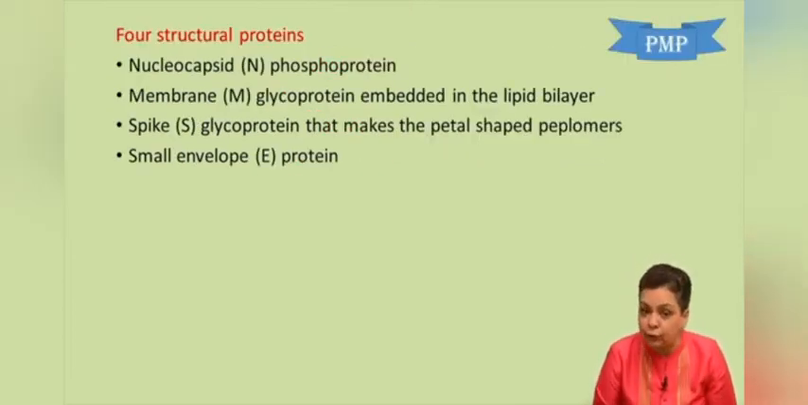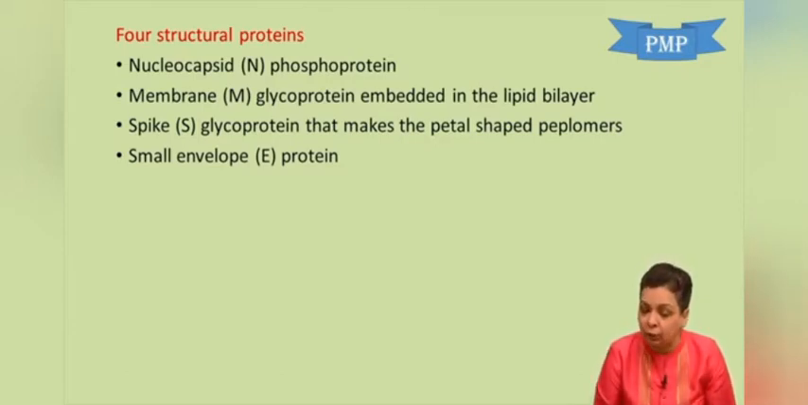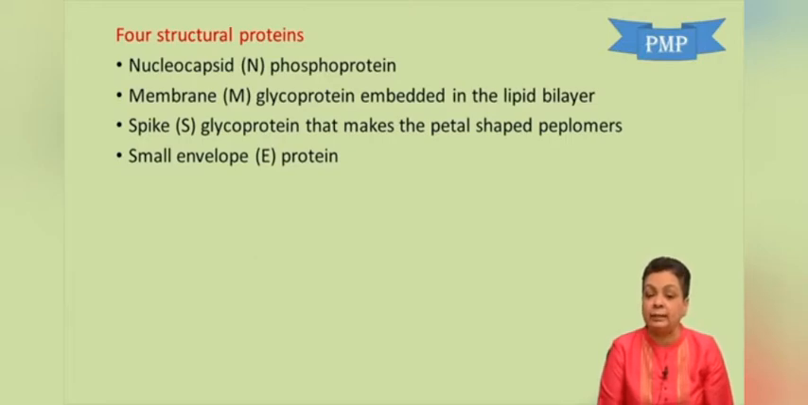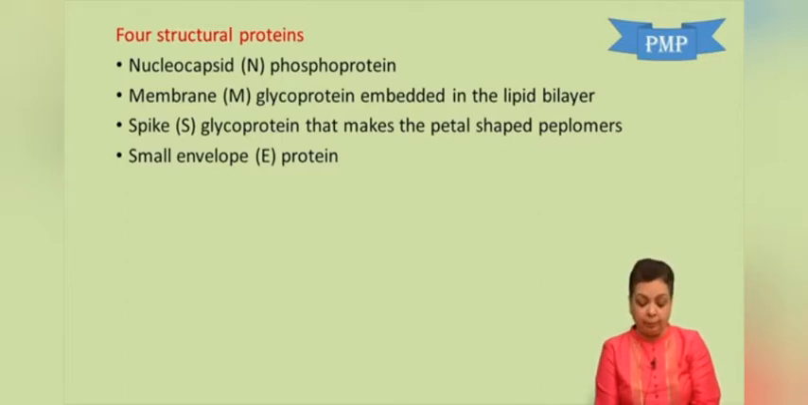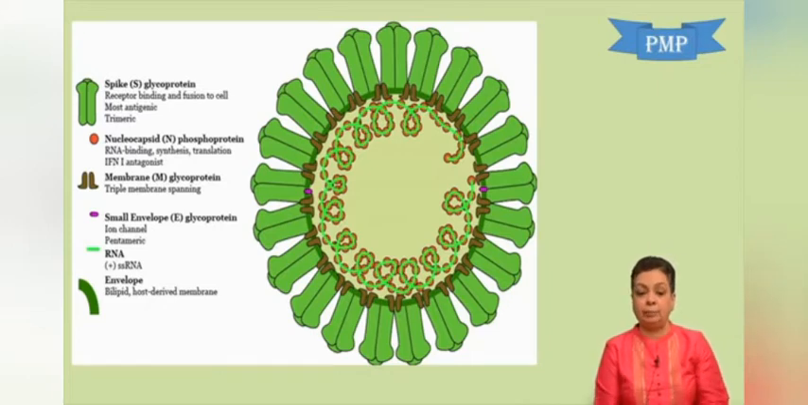The coronavirus genome encodes 4 structural proteins: the nucleocapsid protein, which encloses the nucleic acid; the membrane glycoprotein, which is embedded in the lipid bilayer; the spike glycoprotein or S1, which makes the petal-shaped peplomers; and a small envelope protein. So here is a view of coronaviruses. The red protein envelops the nucleic acid. This is called the nucleocapsid protein. The spike makes the petal-shaped peplomers, and the glycoprotein passes through the envelope.